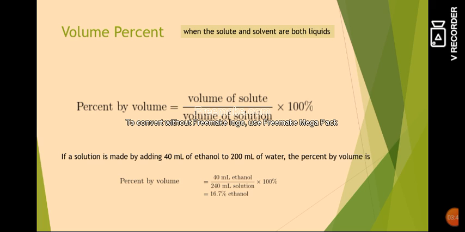If a solution is made by adding 40 ml of ethanol to 200 ml of water, the percent by volume of ethanol can be determined by dividing 40 ml of ethanol by 240 ml of solution, that gives 16.7% ethanol. So the volume percent of 40 ml of ethanol in 200 ml of water is 16.7%.